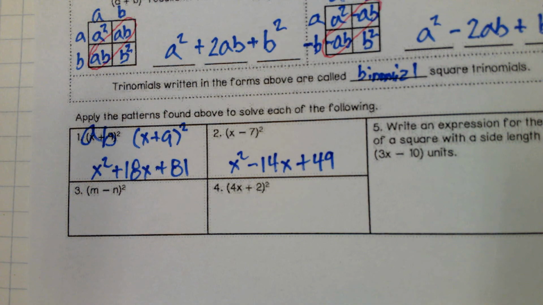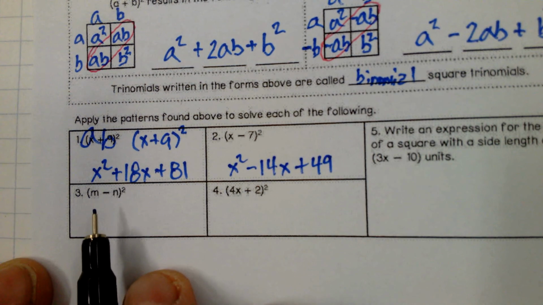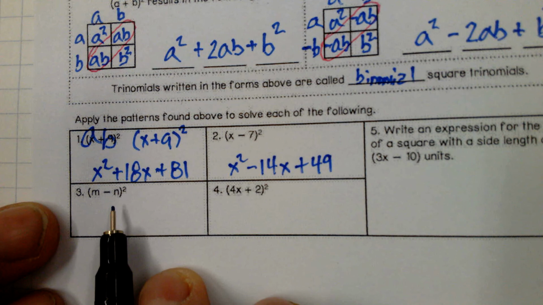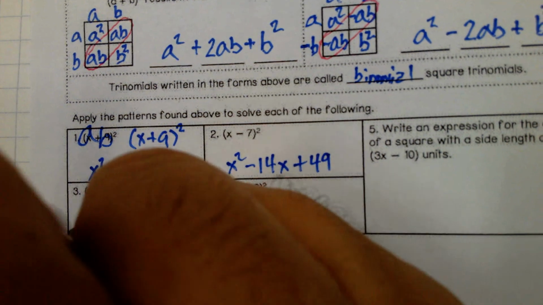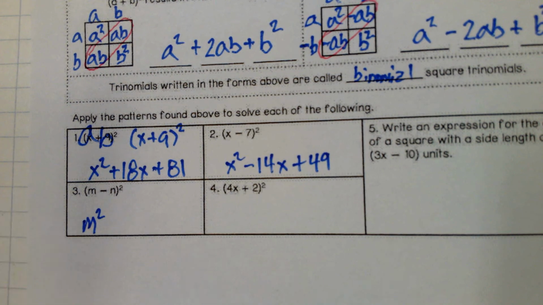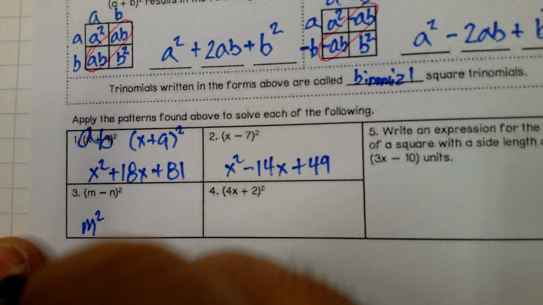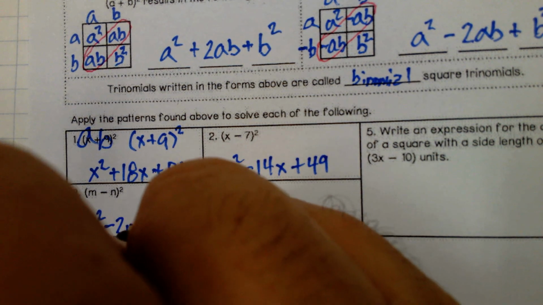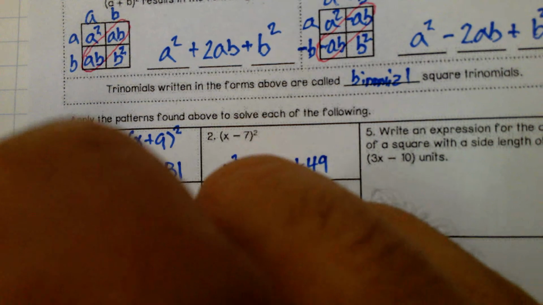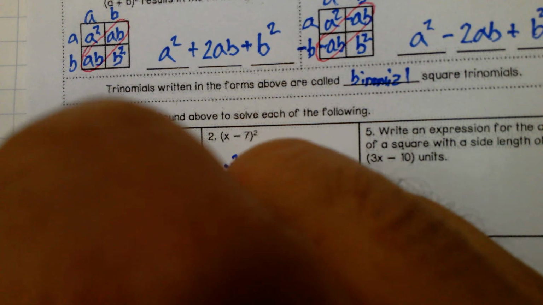Your first term is m, your second term is negative n. Square the first: m squared. Multiply them together. What's m times negative n? Negative mn, but then you multiply that times 2. And then you take negative n and square that.